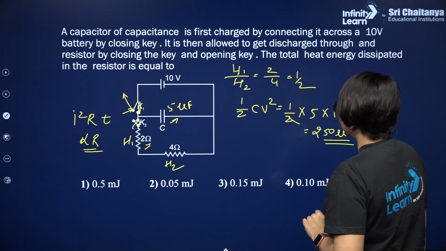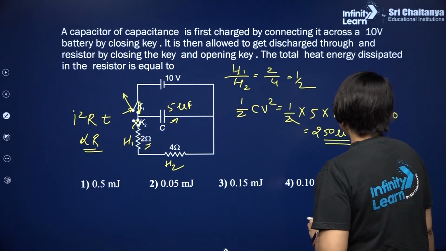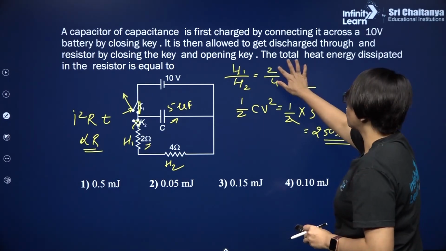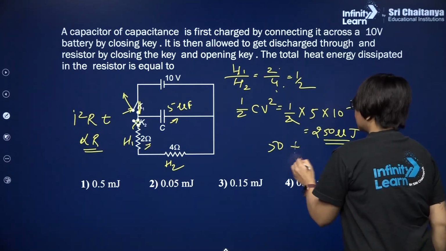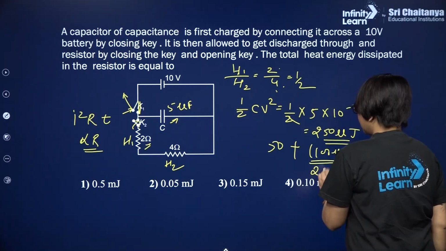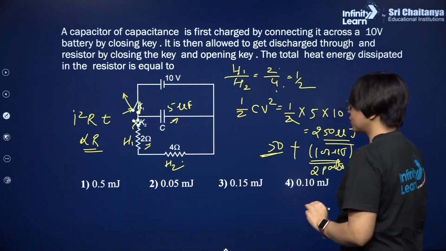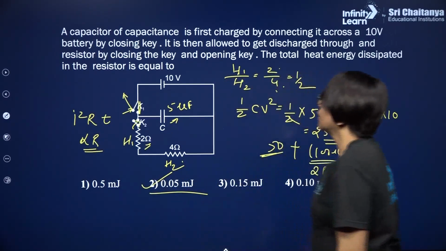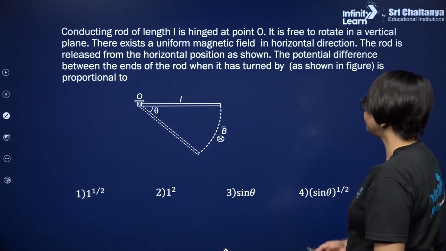So if H1 is 1, then H2 will be 2. So basically if you divide this 250 microjoules into 3 parts, one part will go to 2 ohm and 2 parts will go to 4 ohm. So it is 50 plus 100 microjoules. So these 2 parts will go to 4 ohm and this 50 microjoules will go to 2 ohm over here, which is option 2.